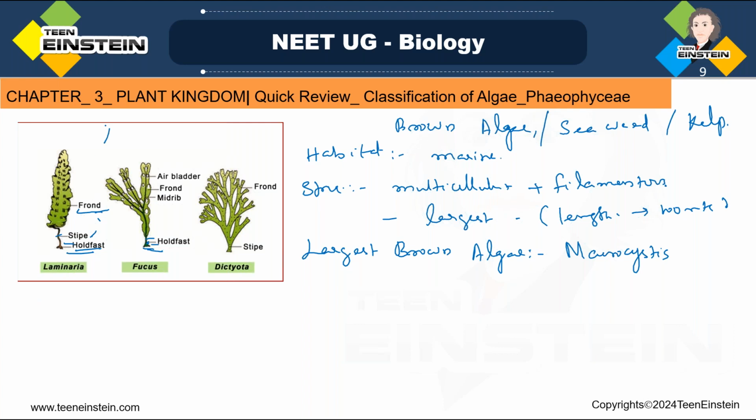So brown algae are known as leafy algae due to their structure. The best example you can see here is Laminaria. It has a holdfast which attaches to the substratum, then a stalk-like structure called the stipe, and a leaf-like structure which is called the frond or lamina. Clear? So this is the structure of Laminaria.